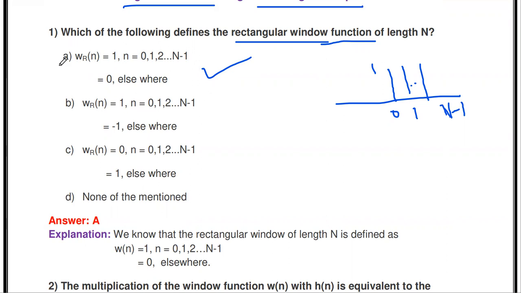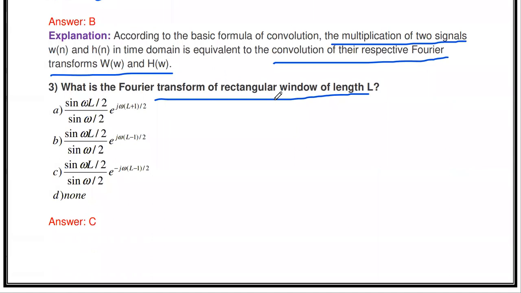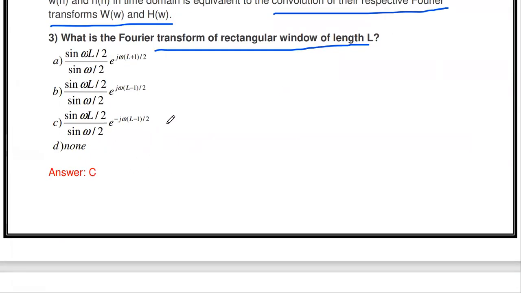If you are taking the Fourier transform of this rectangular window function, what is the answer? Here the length is indicated as L instead of capital N. So the Fourier transform answer is sine(omega L by 2) divided by sine(omega by 2) into e power minus j omega (L minus 1) by 2. This is the Fourier transform of that particular rectangular window function.